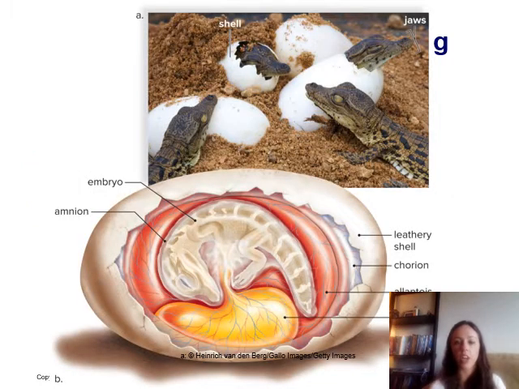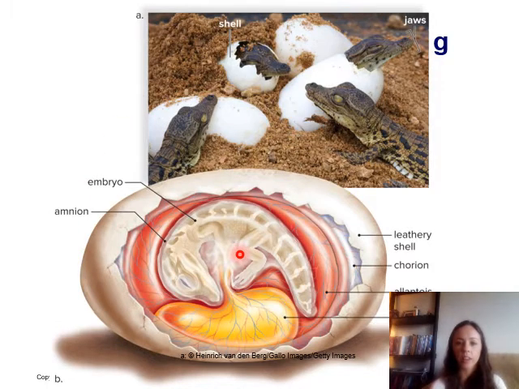So here's a picture of an amniotic egg right here. And this particular amniotic egg is that of an American crocodile. And in the top picture here, you can see the American crocodile hatching out of their shells. The American crocodile egg tends to be leathery and flexible.